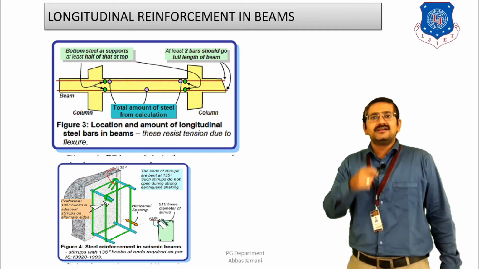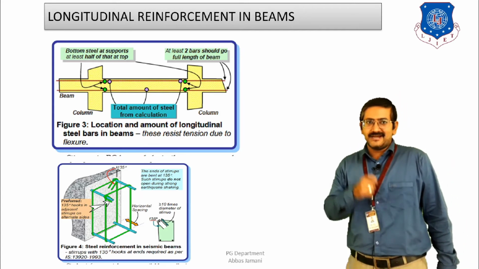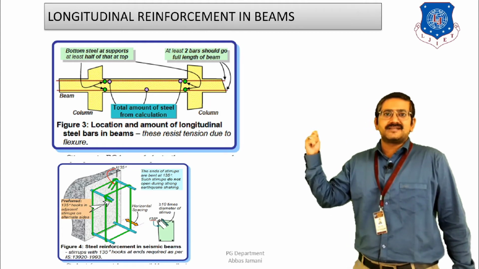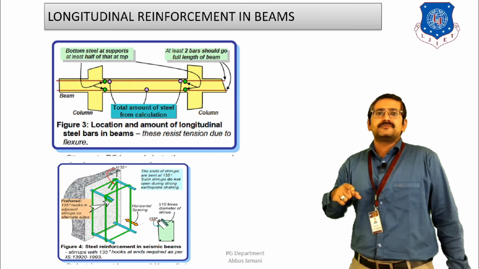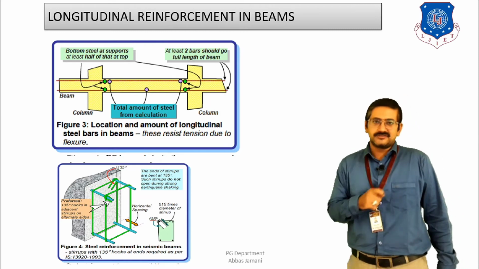For example, the top moment is such that the area of steel required is 12 cm square at that particular junction near the support, right? So if I provide 12 cm square steel at the top, then my bottom reinforcement should be minimum 6 cm square, right? So that is what the clause is trying to say.